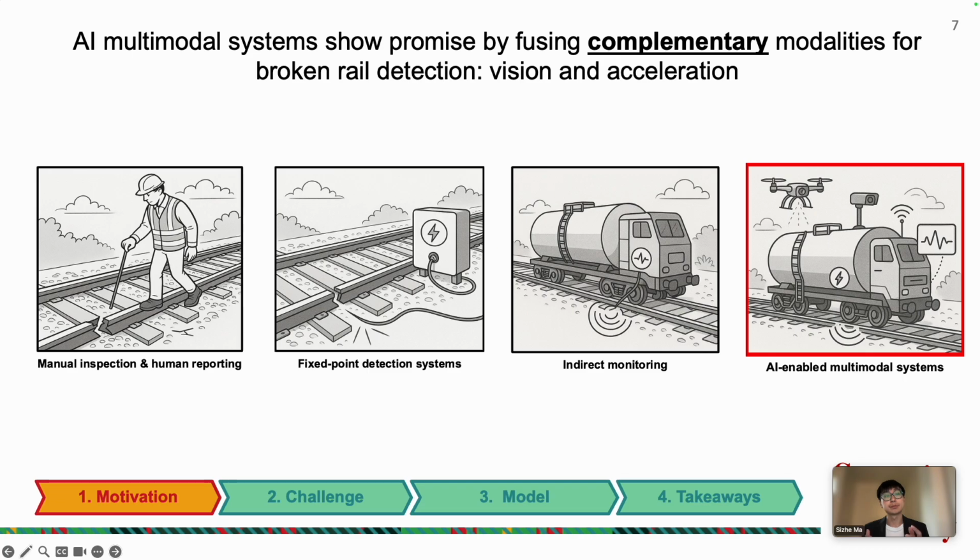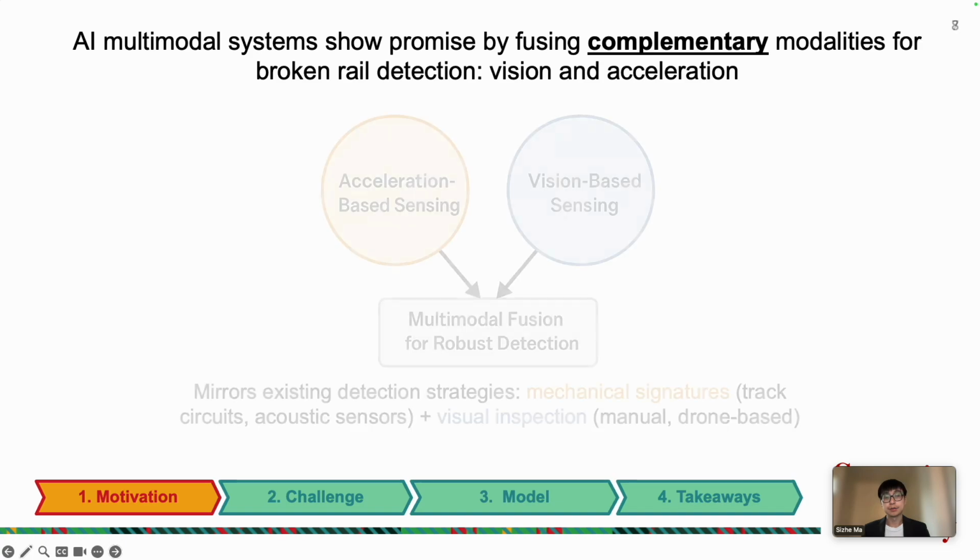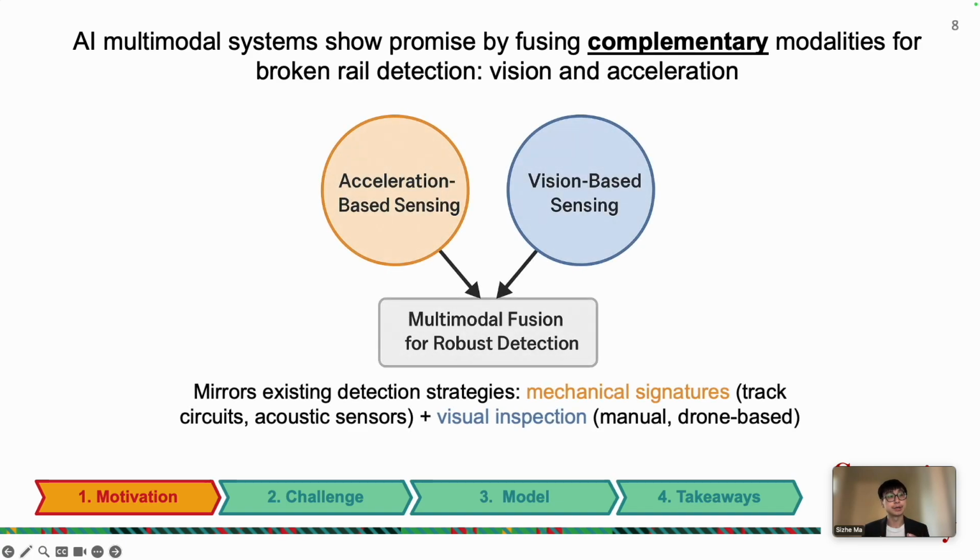In the meantime, some research has decided to push the indirect monitoring boundary even further by incorporating AI and multi-modal systems. These systems aim to detect broken rails by fusing both vision and acceleration data. This is exactly what we're trying to do in this project. And one thing we'd like to point out is that the data fusion here is very similar to the existing detection strategy, where mechanical signatures and visual inspections are also merged.